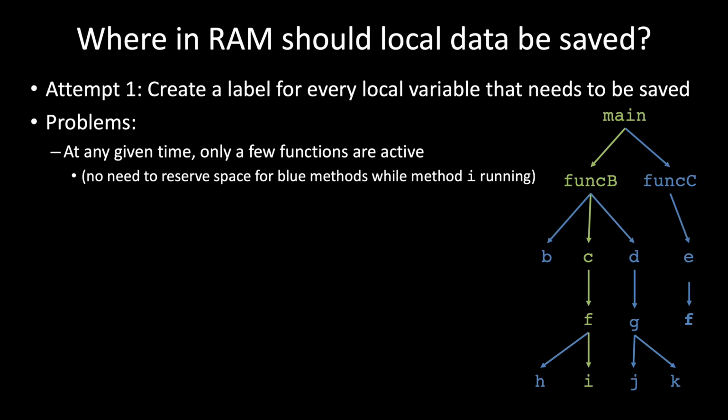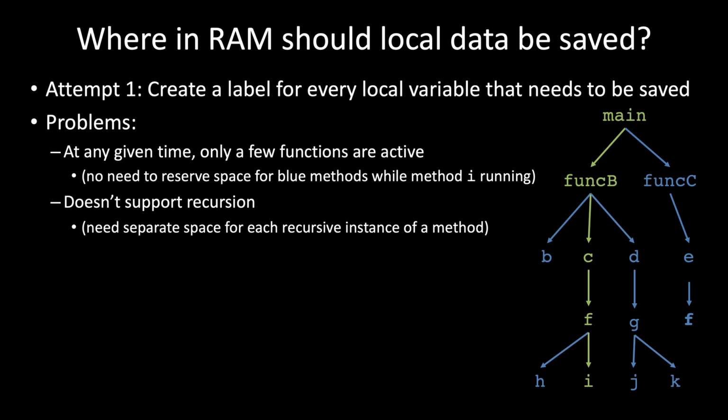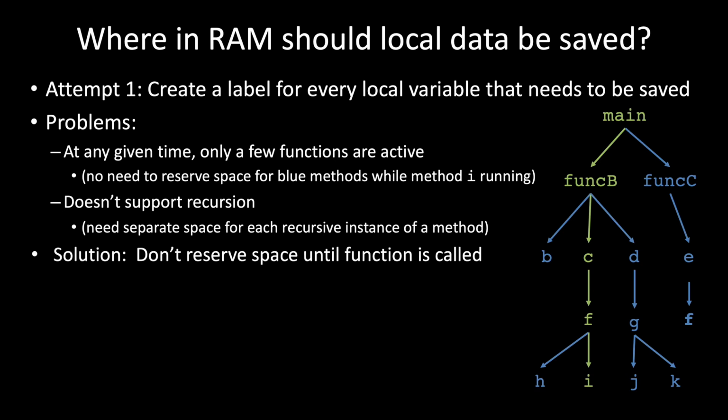Second, this approach won't support recursion. If a method called itself recursively, that recursive call would overwrite the local data from the calling method. To address these limitations, it's best to wait and not reserve space in RAM until a function's actually called. If we only reserve space as each method is called, and lay that space out in order, then that data stacks up.